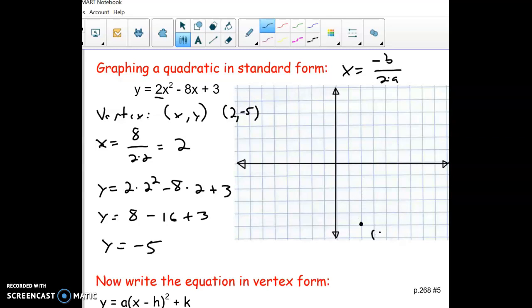All right, so I'm going to draw that point. Okay, and I would do it right away. I would draw my axis of symmetry right away through that point, right? Because that'll help us draw the graph.